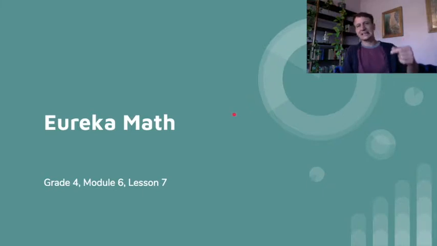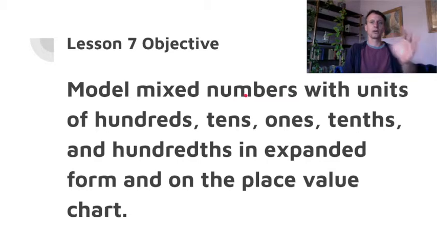Module 6, Lesson 7. You will be quite glad to hear that all we're doing is taking a teensy little step forward from the last lesson. This was pretty much the same objective from Lesson 6. All that we've added here is now we're going to do it with hundreds and tens. So mixed numbers, meaning you have a whole number part and a fractional / decimal part. And last time we just did ones, tenths, and hundredths. And now we're going to add in tens and hundreds. I think you can handle this.